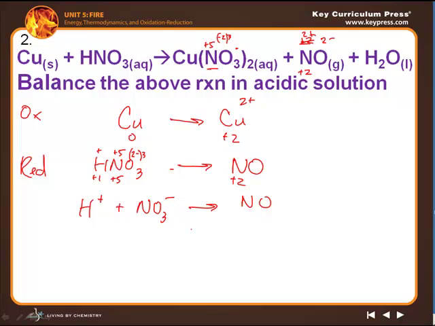The next thing is to balance out the atoms other than H or O. So all of these are currently balanced: we've got 1 N, 1 N, Cu, Cu. So now we balance out the O's. On this side we've got 3 O's, on this side we only have 1. So we're going to add 2 waters to this side. 2 times 2 should be 4, so there should be a total of 4 H pluses on the other side. So 4 H pluses, we've got our NO3 minus going to NO plus 2 H2O.